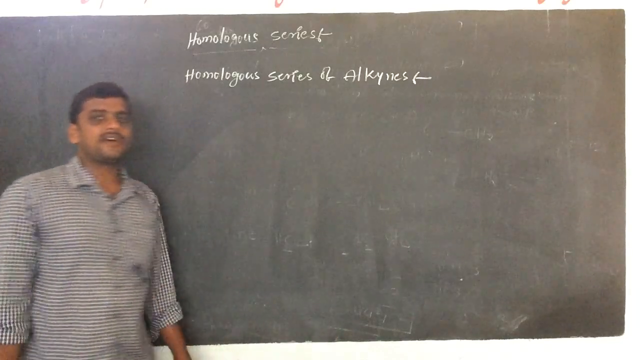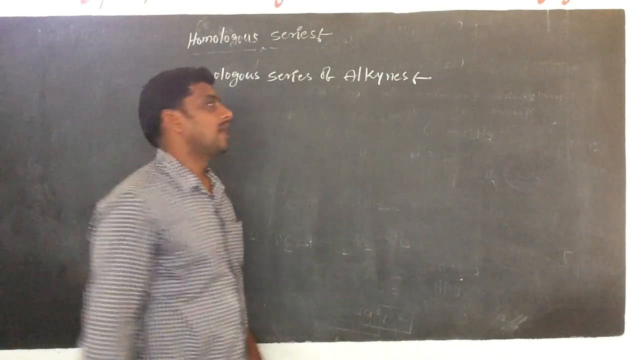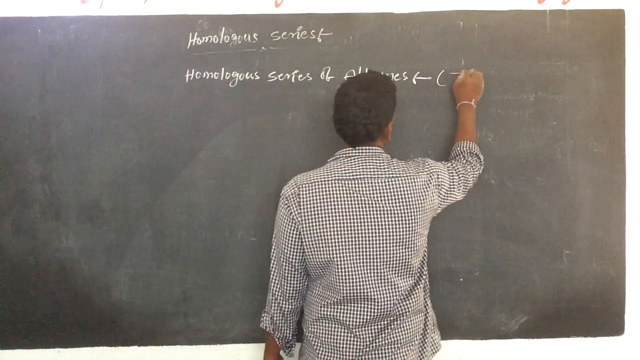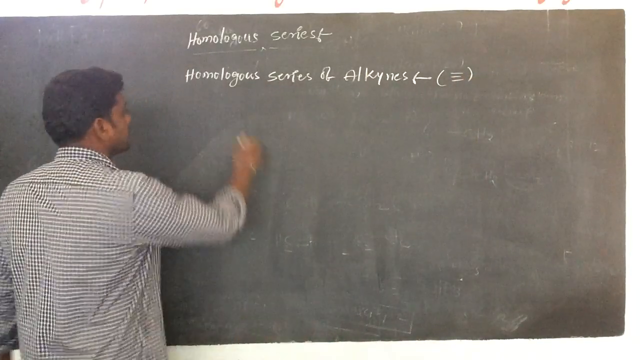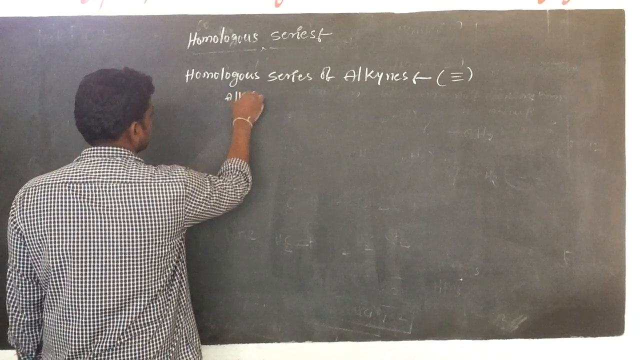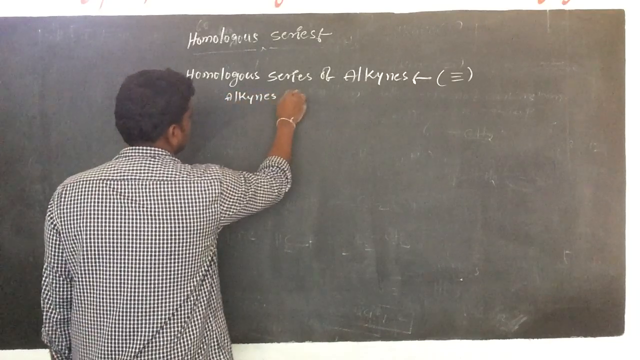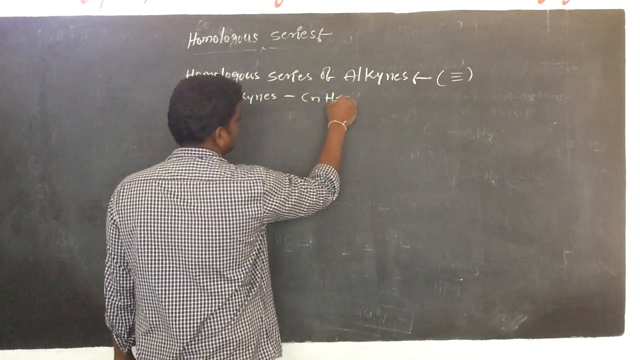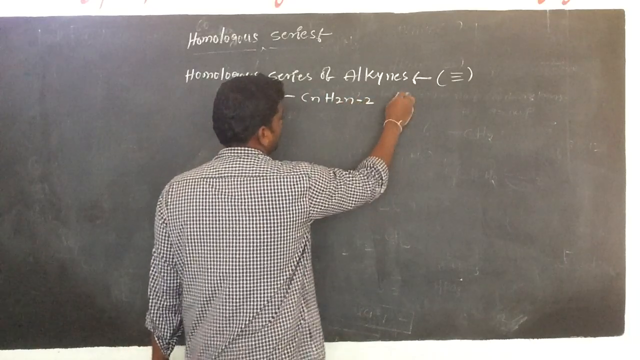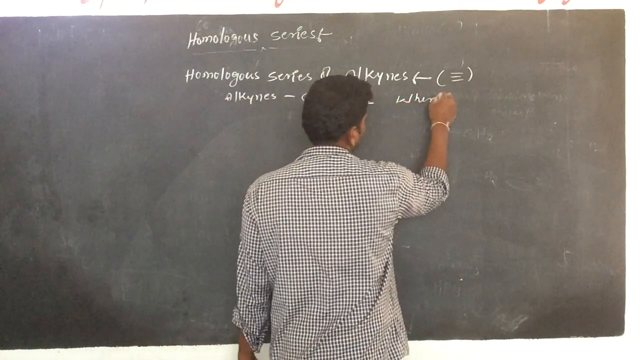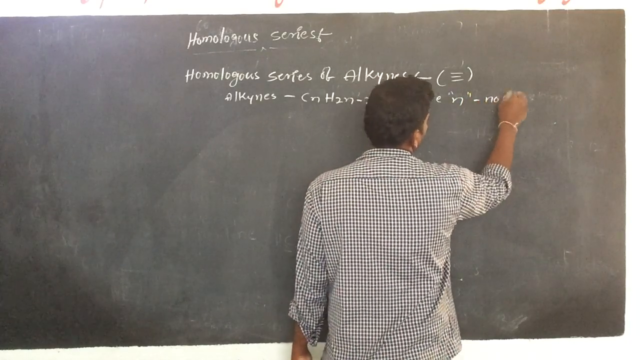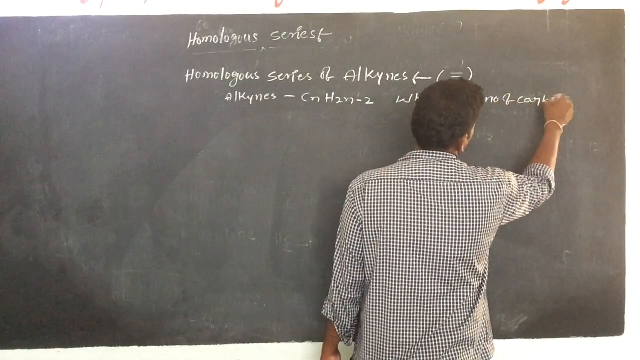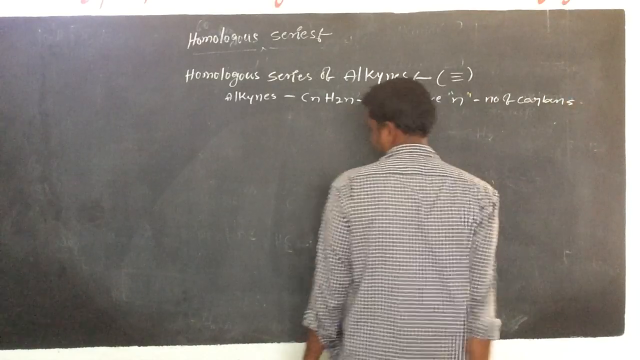Homologous series of alkynes. Alkyne means how many bonds are in between the two carbons? Triple bond, 3 bonds. Okay, the general formula of alkynes is CnH2n minus 2, where n is equal to the number of carbon atoms.